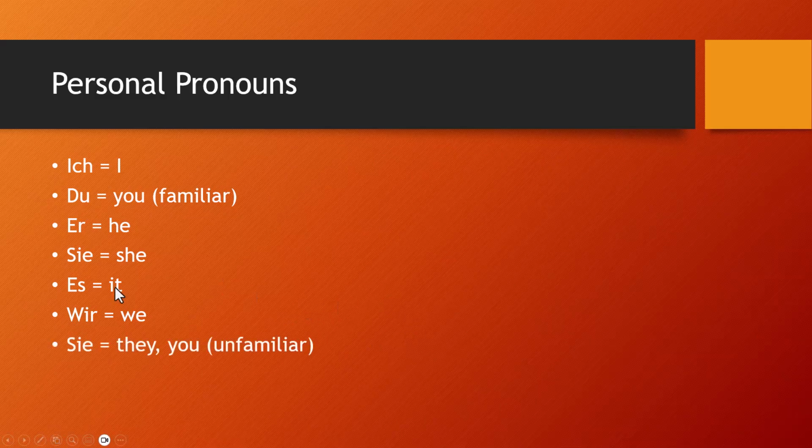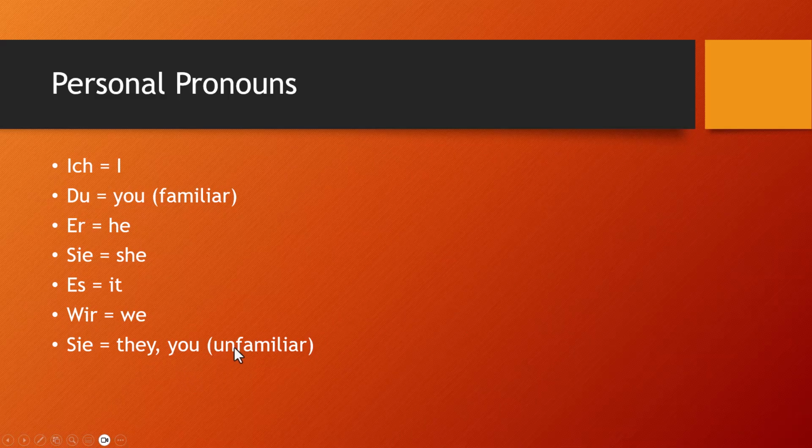And then we have another sie. So we have the one sie here, which means she. And if you just see it all by itself, you can't really tell. But you'll remember that this corresponds to a verb that ends in T. This sie corresponds to a verb that ends in EN. And it either means they, and there's no gender in the third person plural, so just like English, they can refer to women or men or a mixed group. And it can also be the unfamiliar you.